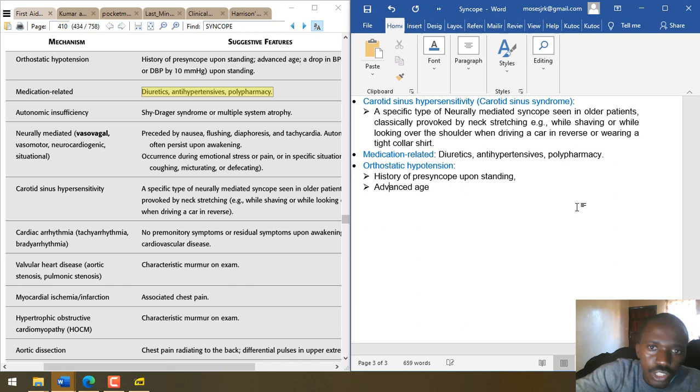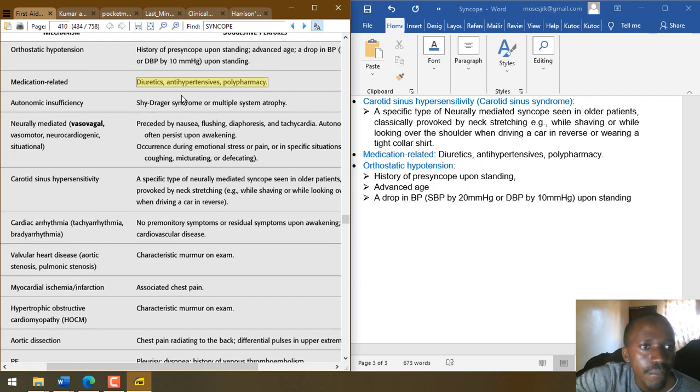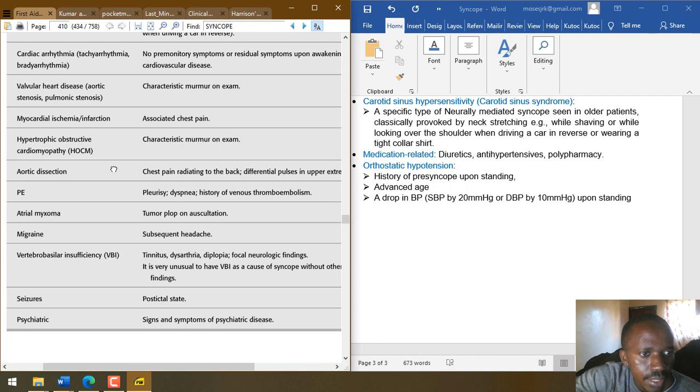Advanced age, a drop in blood pressure, so it should be systolic blood pressure by more than 20 millimeters of mercury, or diastolic blood pressure by more than 10 millimeters of mercury upon standing. That's why it's very important to measure the blood pressure when they're seated and when they're standing, for example. And there's something about autonomic insufficiency, Shy-Drager syndrome, or multiple system atrophy. Okay, fine, we'll put that at the end. We can even bunch these as other causes. Let's see, we'll just get back to this.